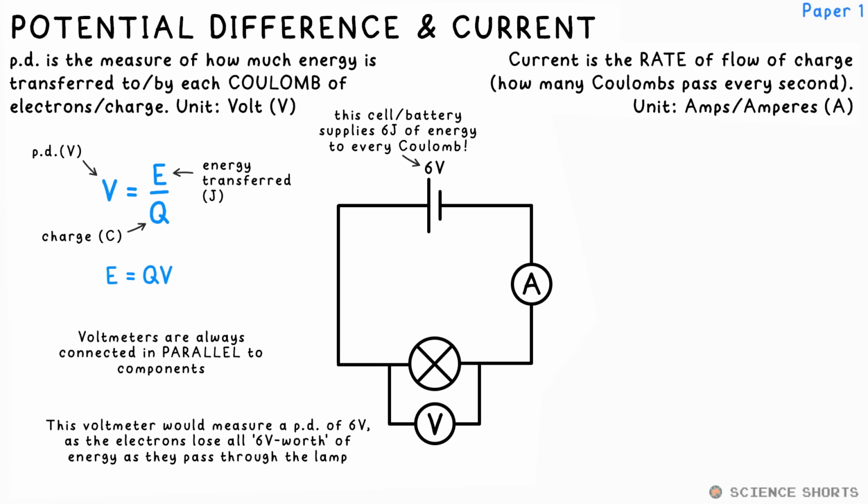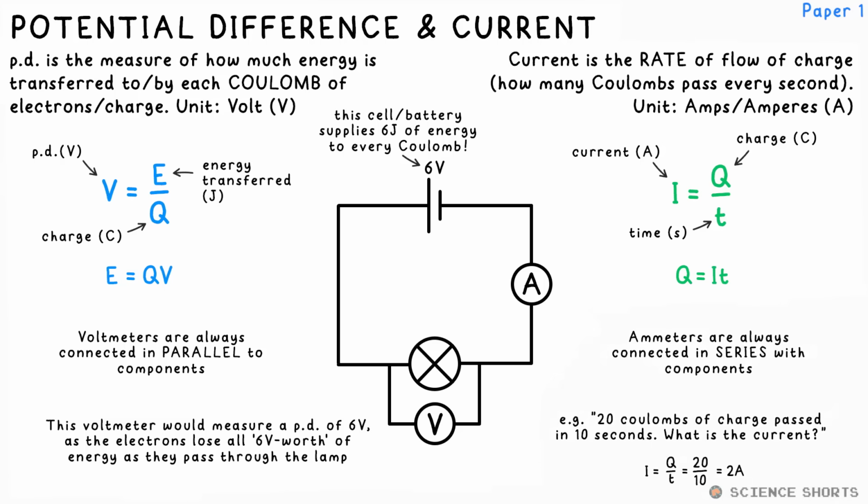Current, on the other hand, tells us what the rate of flow of charge is. Like any equation for a rate, as per usual, it's something divided by time. So here it's current in amps equals charge in coulombs divided by time in seconds, or I equals Q over T. We measure current with an ammeter. Note that it's not amp meter. Unlike a voltmeter, it must go in series.